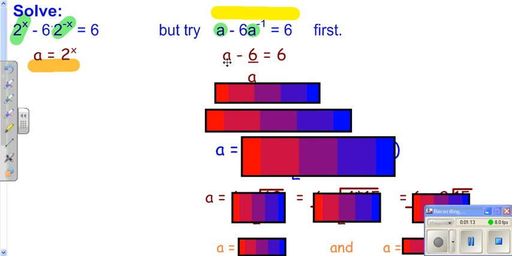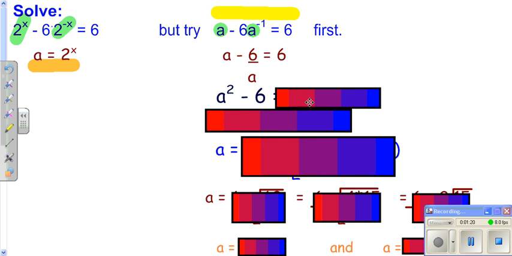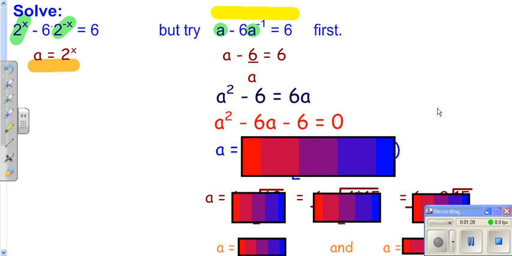Your a times your a is an a squared. Your a times 6 over a, the a's drop. Your 6 times your a, and we get this. Now it's just a normal quadratic equation. So of course you're going to set it equal to 0 to solve it. Then you could try to factor it or use the quadratic formula.